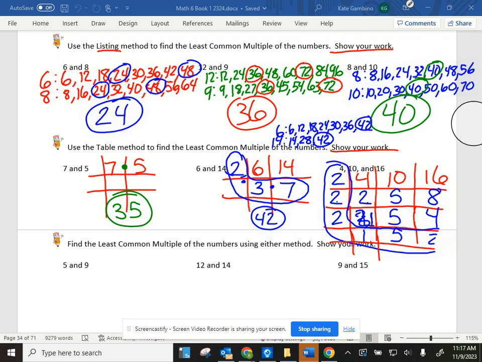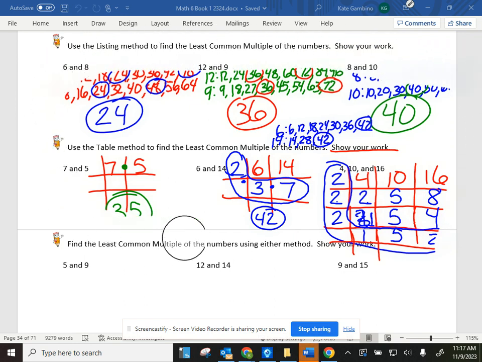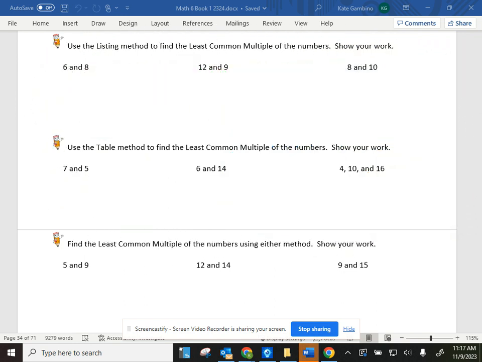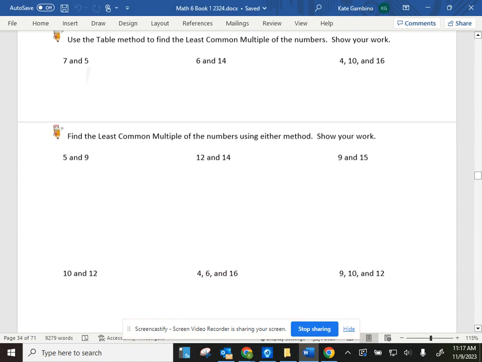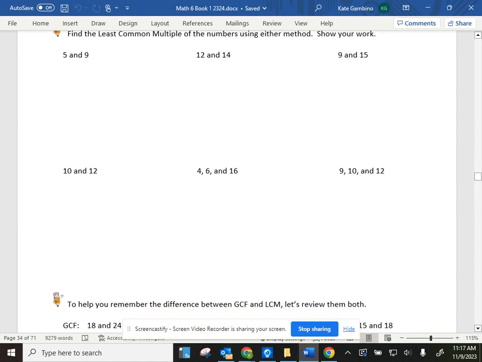So for our homework, you can decide, do you want to list or do you want to do the table method? Either way, I don't want you to look at them and go, oh, I know this mental math, I'm just going to write the least common multiple. Nope, we are practicing our methods. So we show our work. You have to show me if you're doing multiples, listing them, or if you're doing the table. Do not just give me an answer.